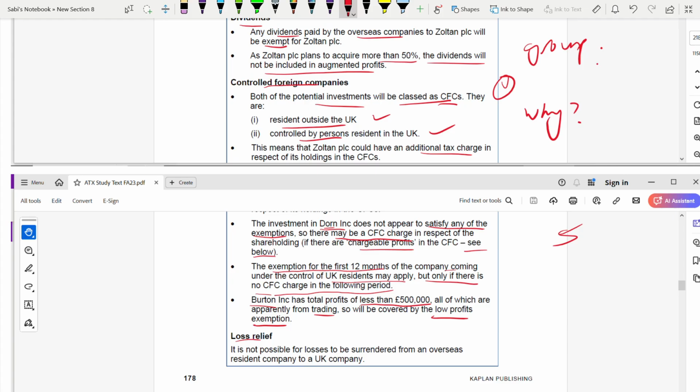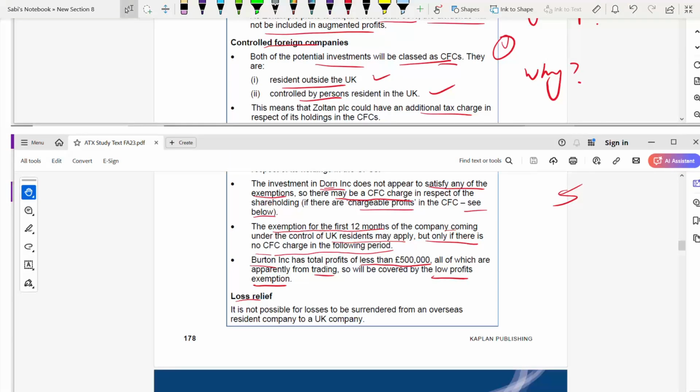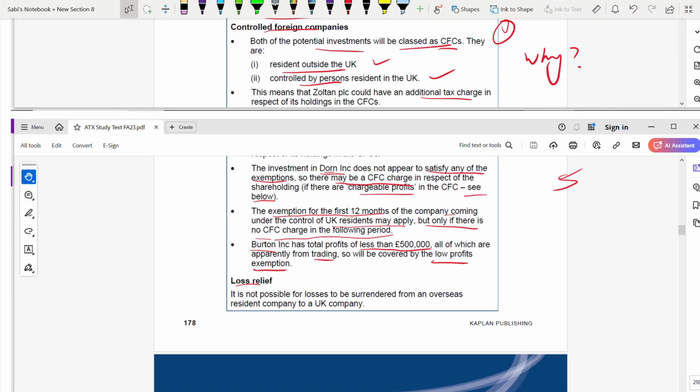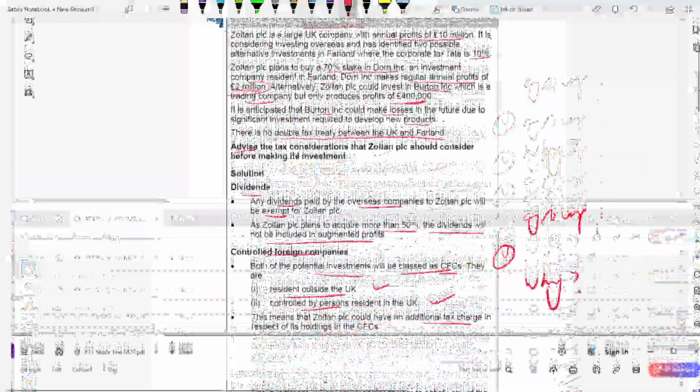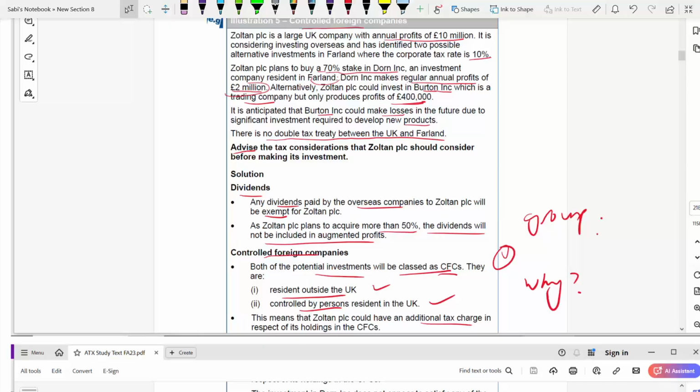Coming to loss relief. Remember, they both are overseas resident company. So it's not possible for losses to be surrendered from an overseas resident company to a UK company. It's not possible. Okay. Now, you are just advising. You are not calculating anything. You are not doing anything. You are just being told to advise. So keep your answer specific to the verb.